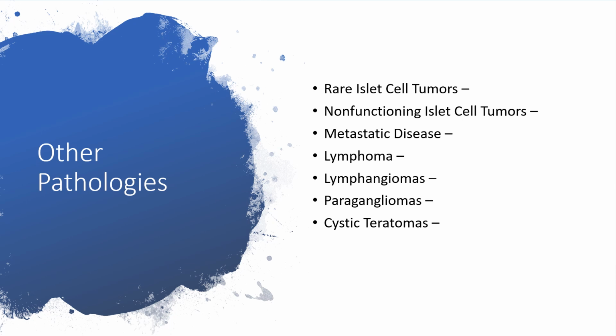You can have lymphomas that arise from the lymphoid tissue, lymphangiomas, which include hemorrhagic and blood vessel characteristics. You can have paragangliomas and cystic teratomas. Okay, that covers pretty much all of the ways that things can go wrong with the pancreas.